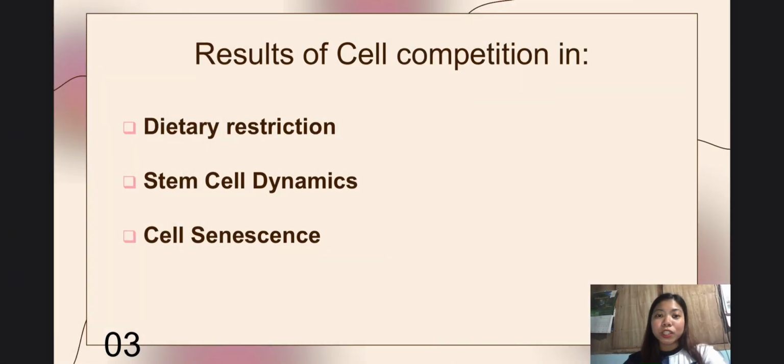Now, we're up to the results of this study. The results are only highlighted on dietary restriction, stem cell dynamics, and cell senescence.